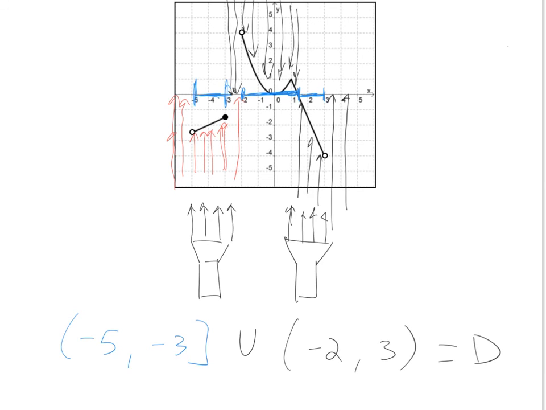4. So I go to 4 on my axis. Here's 4. I take this value of 4 and I look up. Is there a function? I look down. Is there a function? Why not? Because 4 is not in the domain. Again, go to that location, look up and down. If there is a function either above or below it, it's in the domain.